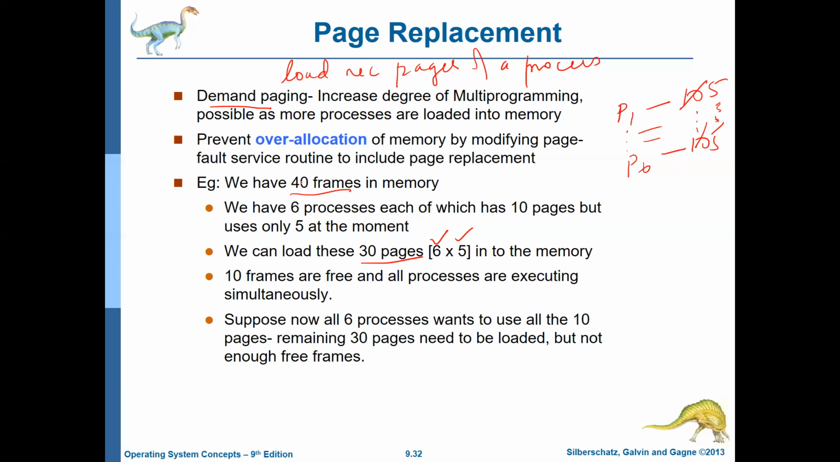The total number of frames is 40. 40 minus 30, you have the remaining 10 frames that are free. And you can see all the 6 processes are executing simultaneously. All is fine and good.